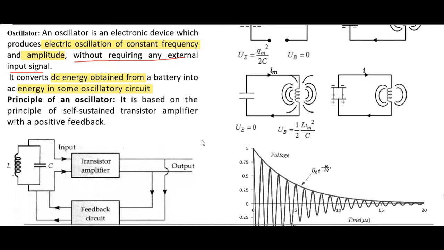Principle of an oscillator, it is based on the principle of self-sustained transistor amplifier. The term self-sustained is very much important. We don't give it any input. Initial energy is given, then some part of the output is fed back. Self-sustained transistor amplifier with positive feedback.